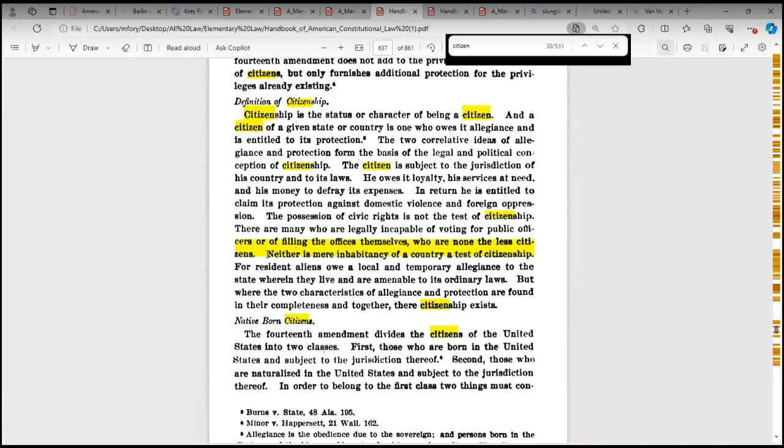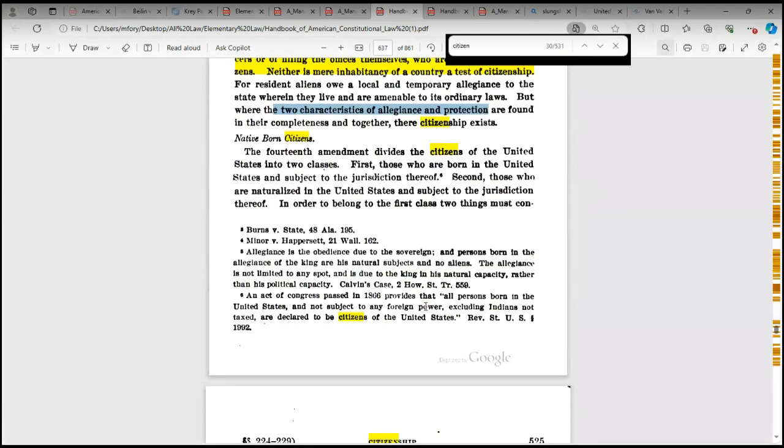They are not afforded those privileges. Neither is the mere inhabitancy of a country a test of citizenship. For resident aliens owe a local and temporary allegiance to the state wherein they live and are amenable to its ordinary laws. But where the two characteristics of allegiance and protection are found in their completeness, citizenship exists. So if you have both, then citizenship exists. The question is, does that apply to you, right? Is there an allegiance from you and protection?